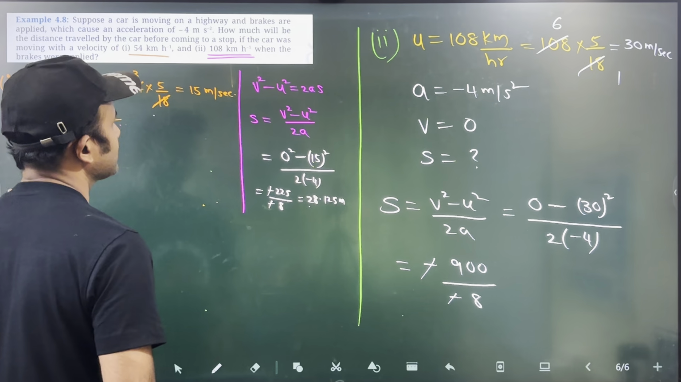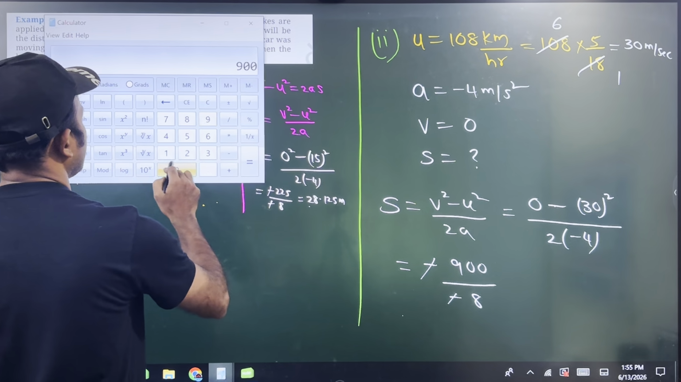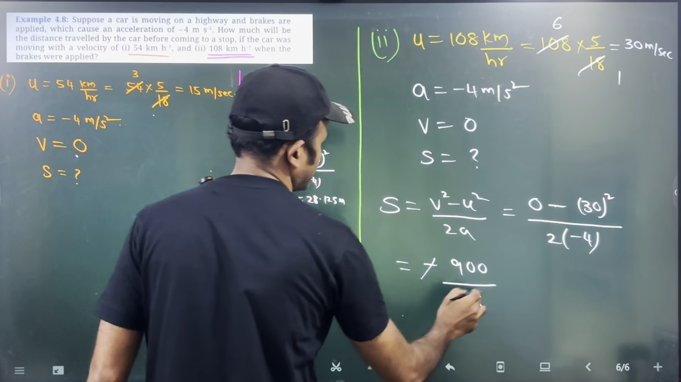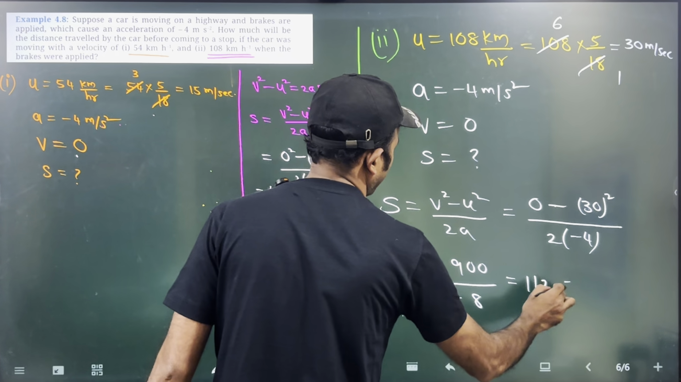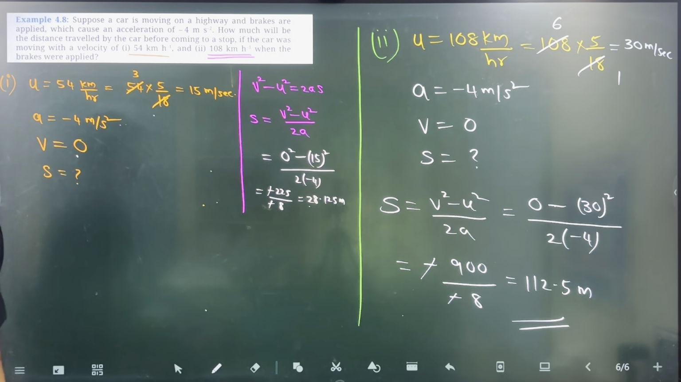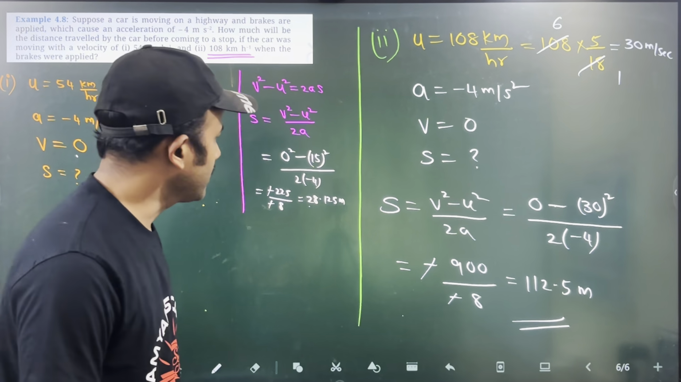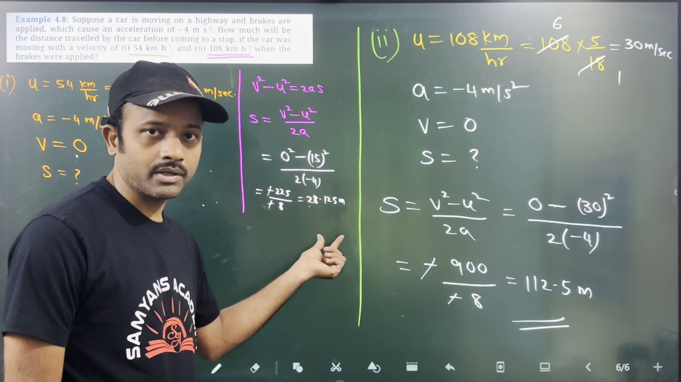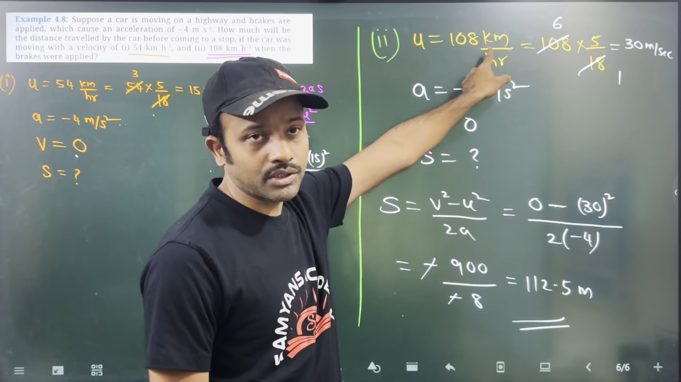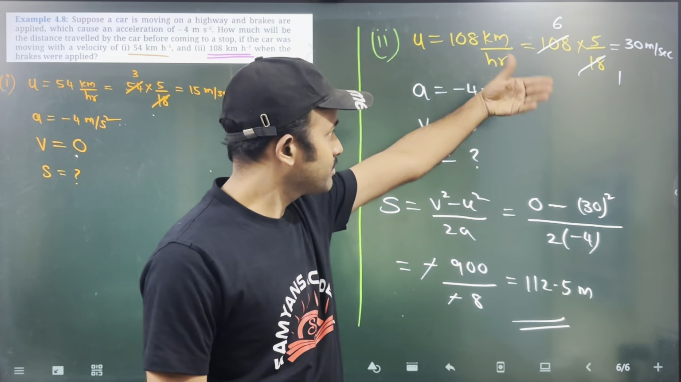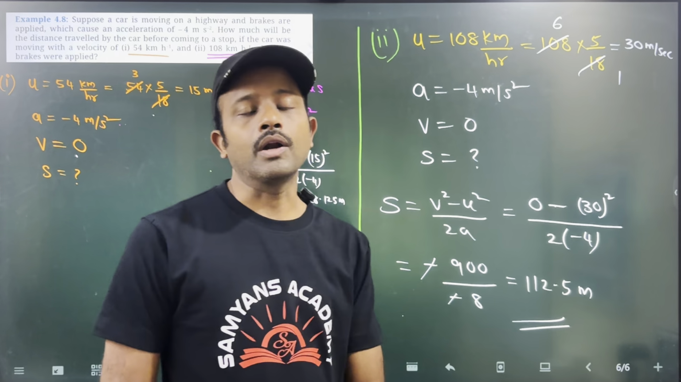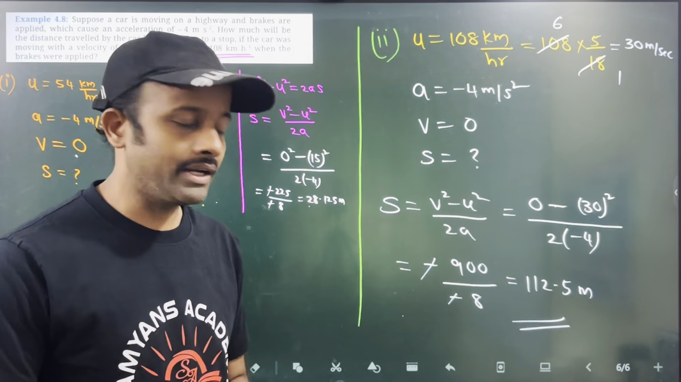Just calculate this 900 by 8. How much will you get here? 900 by 8 you will get 112.5 meter. This is your answer. If the car moves with less speed, it moves up to 28.125 meter distance and then it stops. If the car moves with 108 kilometer per hour speed, after applying the brake, it moves up to the distance 112.5 meter and then it stops.